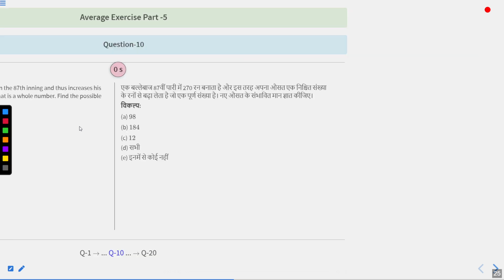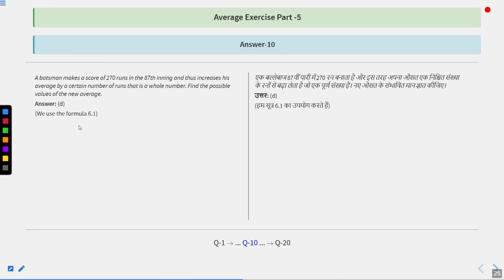Now time's up. Let's see the solution. Now we are going to use formula 6.1. Let his average be A. So the increased average will become, we can let the increase in runs be x, so the average becomes A plus x. Clear? According to the question, his score before the 87th inning is 86 into A, because we let the average score of 86 innings be A. So the total score will become 86A. In the 87th inning, he scored 270. So this will be our total score.